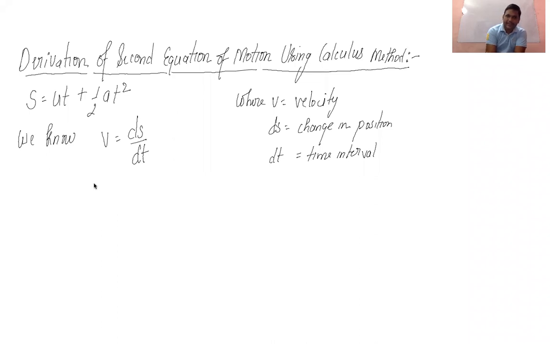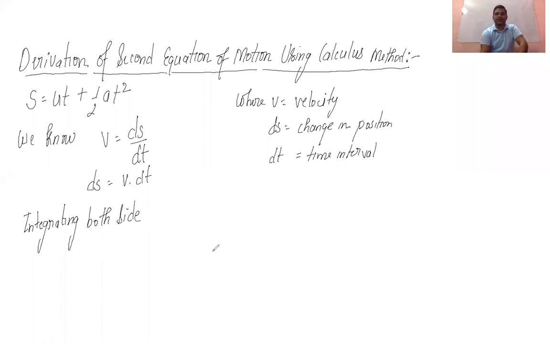So ds can be written as v dt. Now the ds is variable and dt is variable, so here you will write integrating both sides. Now you have to take the limit while integrating. What limit are you going to take? For ds it is 0 to s, and for v dt it is 0 to t.